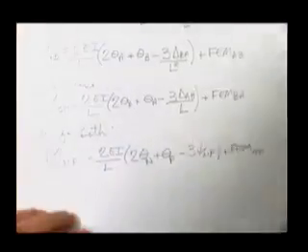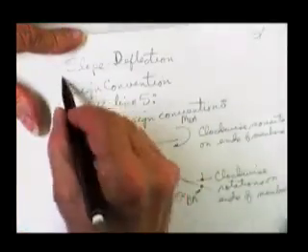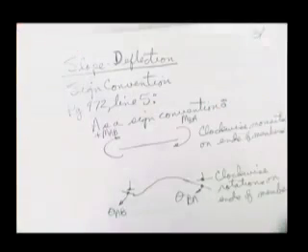The only thing is we're going to have to come up with a sign convention, and here's going to be the sign convention. Right, there we go, slope deflection. The name of this method is called slope deflection.